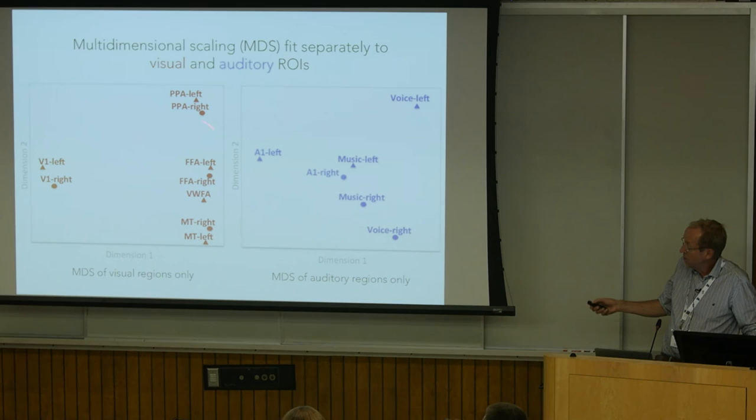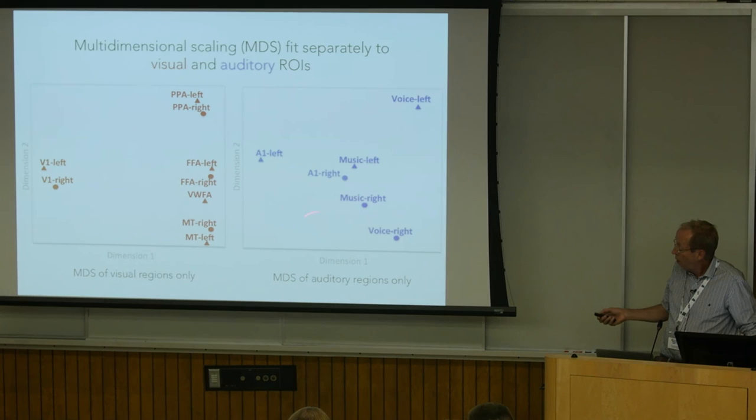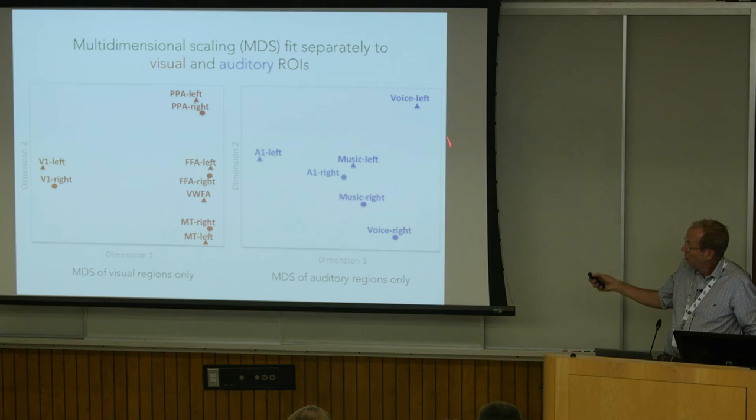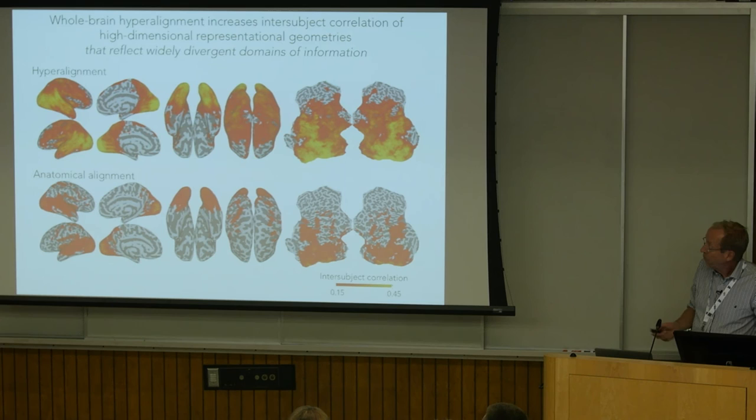So again, this is very consistent with our pre-existing intuitions about what we think the differences are in the representational spaces in these areas. Auditory is a very similar answer. Dimension one is A1 versus the high order areas. Dimension two distinguishes the high order areas from each other. This time it's more by hemisphere. Left is up here and right is down here. So this, we thought, allowed us to conclude that these representational geometries reflect widely divergent domains of information.